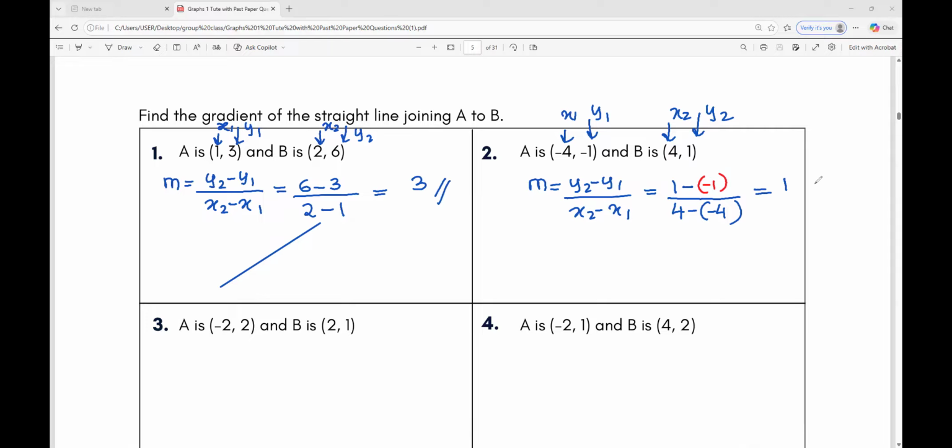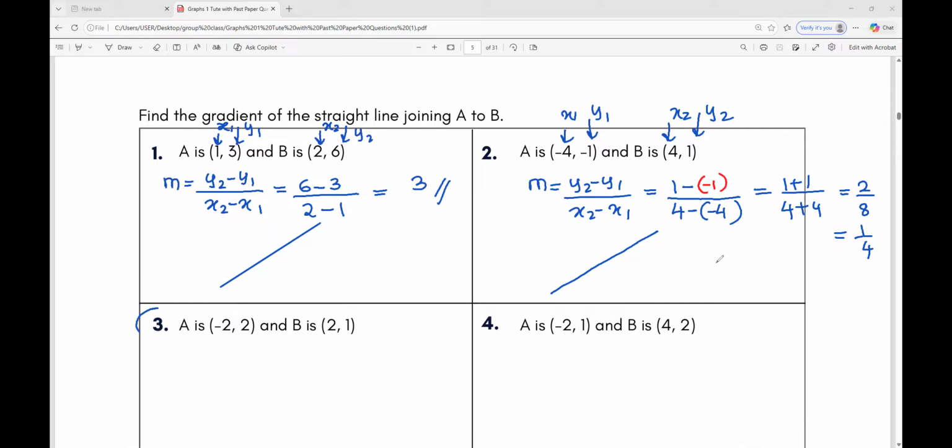1, minus times minus is plus. 4, minus times minus is plus. So this is 2 over 8. Can simplify. It is 1 over 4. So again the gradient is positive. Line is like this. It's a fraction. It is okay. If it is a decimal or a fraction, the gradient is positive.